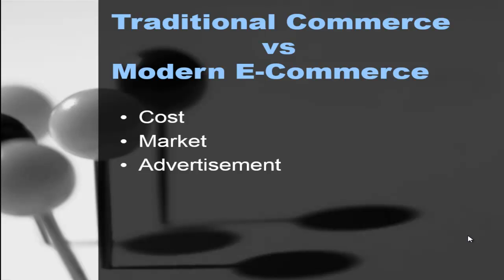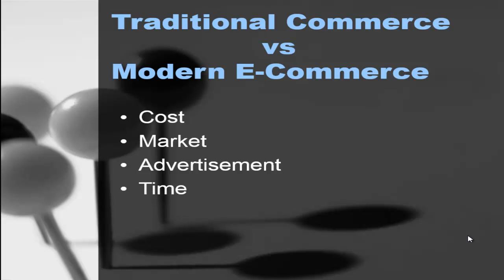And the third difference between the two is in terms of advertisement. Traditional commerce requires product advertisement on various mediums like TV, magazines, newspapers, etc. While in modern e-commerce, developers of the websites also make ads on domains.